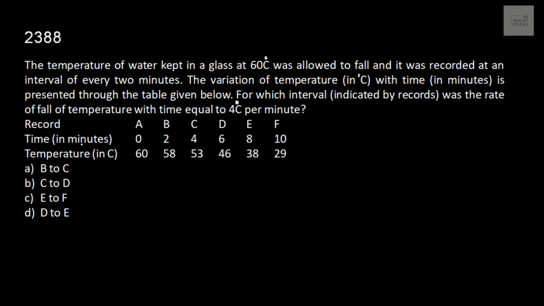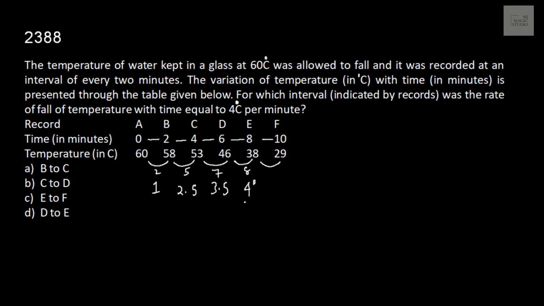These are the records, time, and let's see the fall. Here fall is 2, and as we see in the time, it's in the interval of 2 minutes only. Here the fall in temperature is 2, that means 1 degree per minute. Here it is 5, 2.5 degree per minute. Here it is 7, that is 3.5 degree per minute. 46 minus 38 is 8, that is 4 degree per minute.